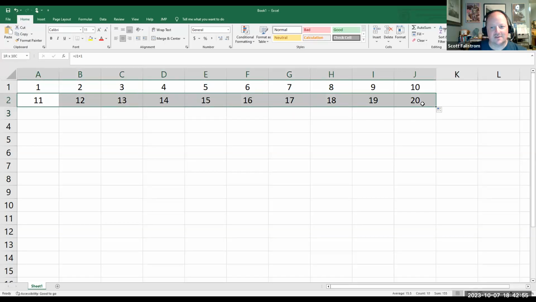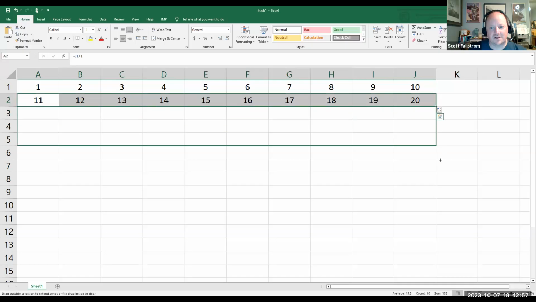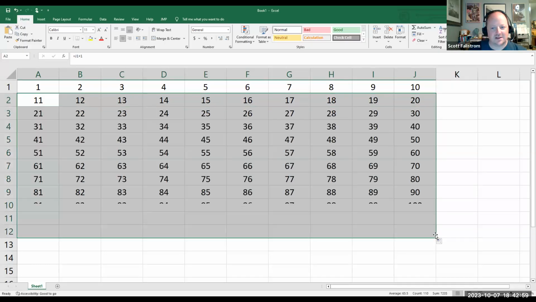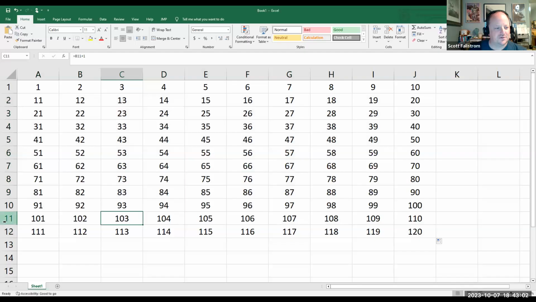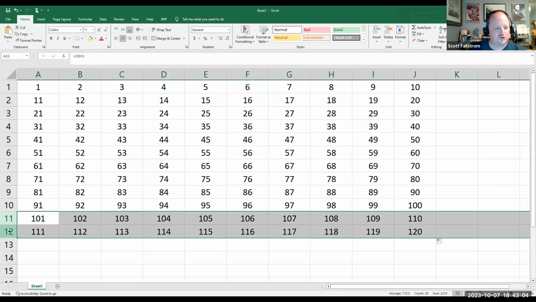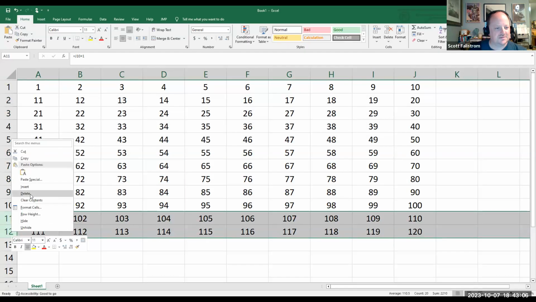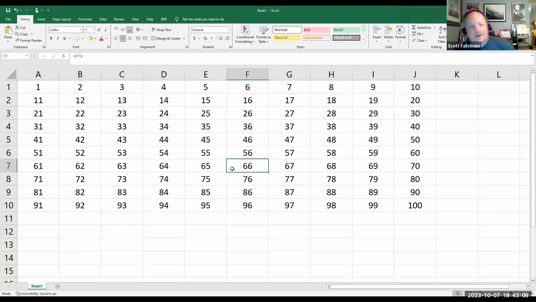And then I can highlight this row below it and drag down in that little box, and I can get all the way up to 100. So let me delete these. Okay. Now this would allow me to print a grid. Okay. So what I'm going to do is this.